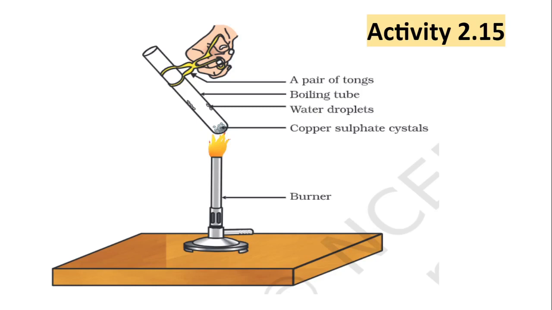We know that copper sulfate crystals are blue in color. After heating, we have to observe the color. We can observe that water droplets are on the boiling tube. Then we will add 2-3 drops of water on the sample of copper sulfate obtained after heating. Then we have to observe whether the color of the copper sulfate is restored or not. Let us see the observation of this activity.